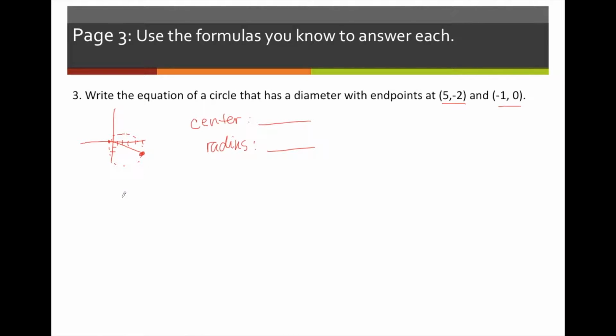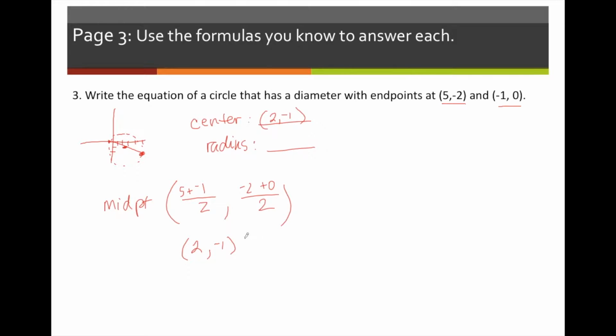So to get my center, I'm going to use the midpoint formula between those two endpoints. And so that is the sum of my x's divided by 2, the sum of my y's divided by 2. So that's going to be 5 plus -1 and -2 plus 0. So my midpoint is, that's 4, so it's going to be 2 and -1. And that makes sense. My midpoint's about right there. So my center is 2, -1.